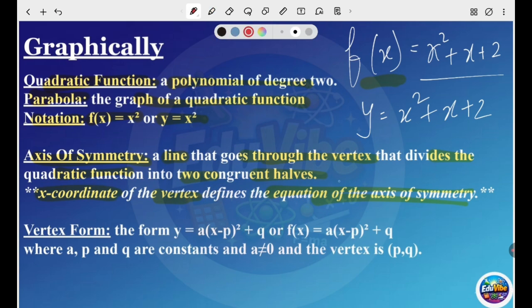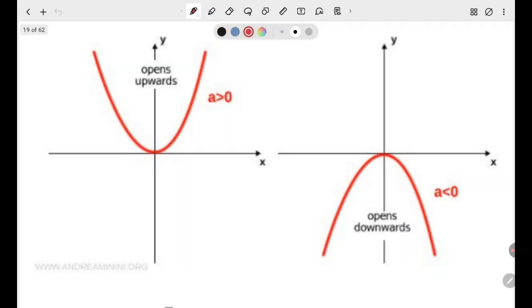So we talk about the vertex. What is the vertex form? There is a vertex form where we can find the vertex. This is the form of the quadratic function used to calculate the vertex and the other things we discussed. This is also equal to y or f(x), both are right, where a, p and q are constants and a is not equal to 0. The vertex here is p comma q.